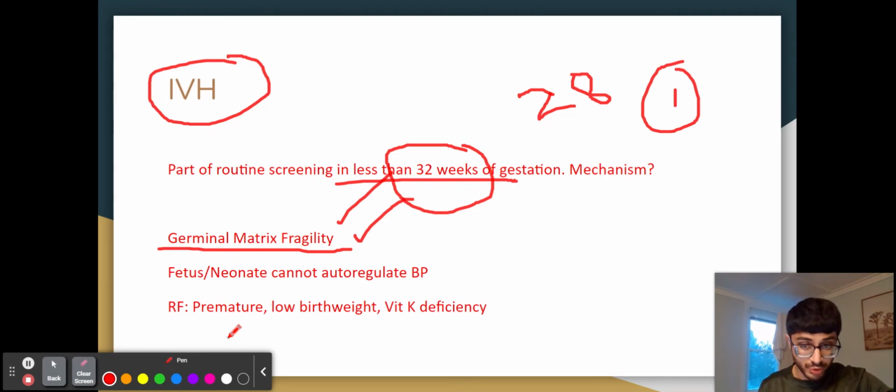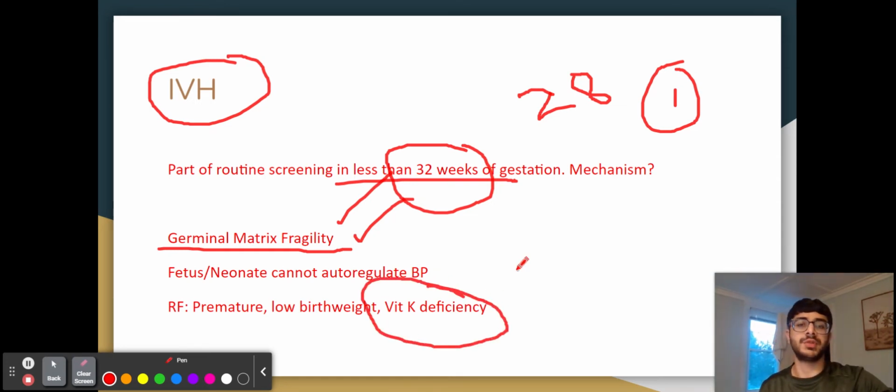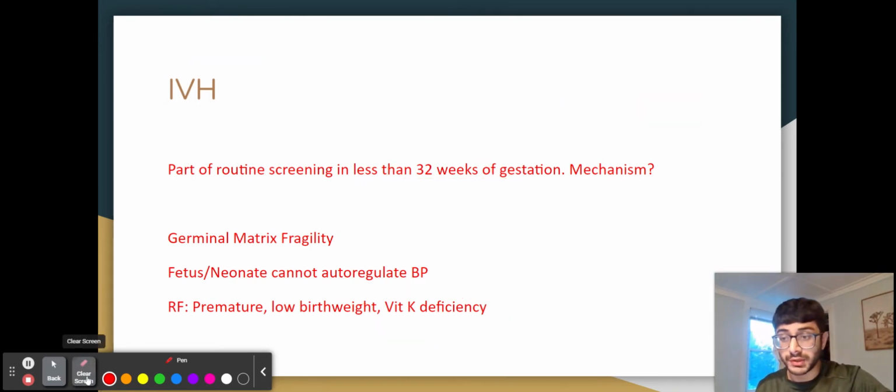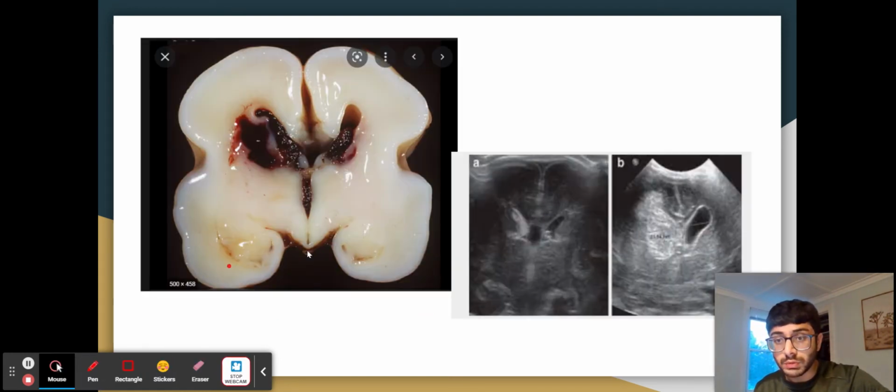So the risk factors are prematurity, low birth weight, and the third one is vitamin K deficiency, which basically all babies have when they're born. I want to point out that this is early vitamin K deficiency. Early vitamin K deficiency will cause intraventricular hemorrhages, and late vitamin K deficiency will cause bleeding inside the gut, right? Anyways, okay, moving on. This is just a picture of it. Pause it and take a look at it yourself.